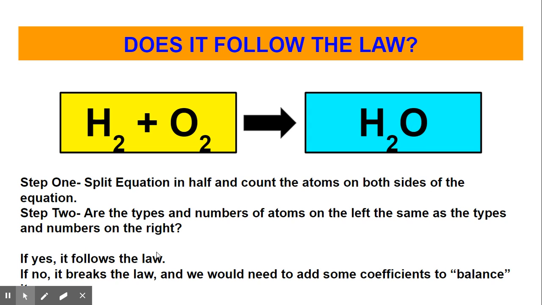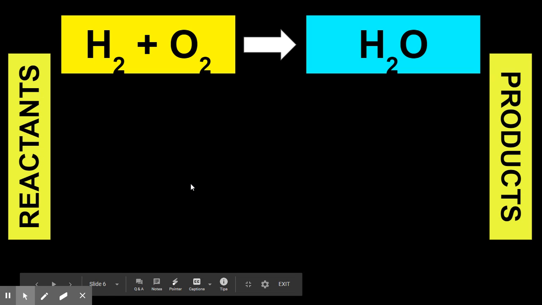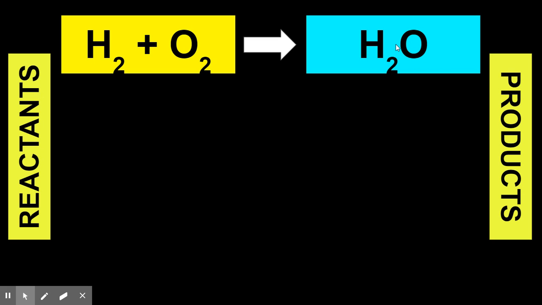Now, again, we're not going to ask you to fix it this year in 8th grade. Okay. All we are asking you to do is determine whether it does or whether it doesn't follow the law of conservation of mass. So here it is, step by step. On the left-hand side, again, we have the reactants, 1 molecule of H2, 1 molecule of O2, and over here, the products, we have 1 molecule of H2O.